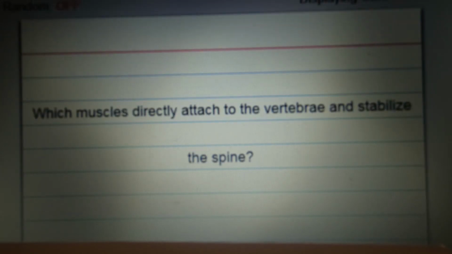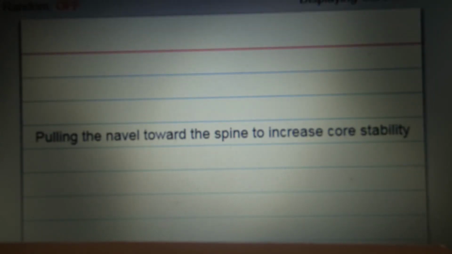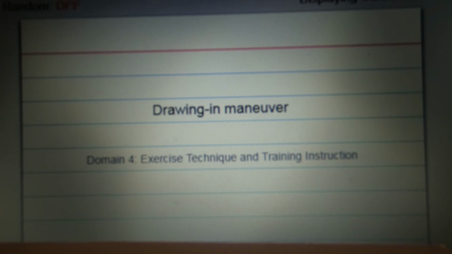Which muscles directly attach to the vertebrae and stabilize the spine? Local stabilization musculature. Pulling the navel towards the spine to increase core stability is the drawing-in maneuver.